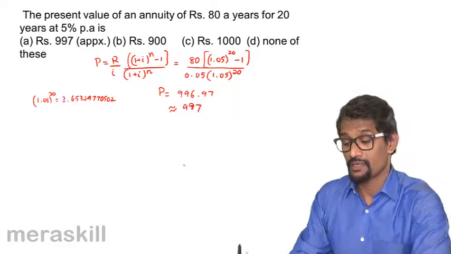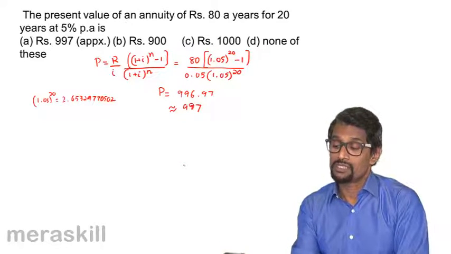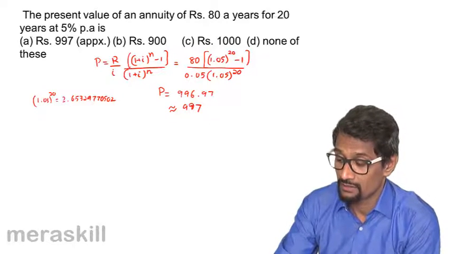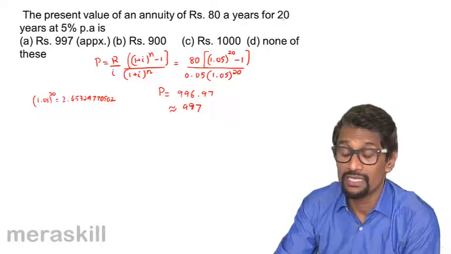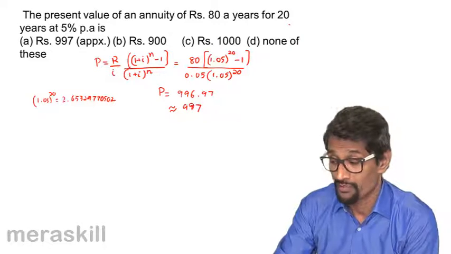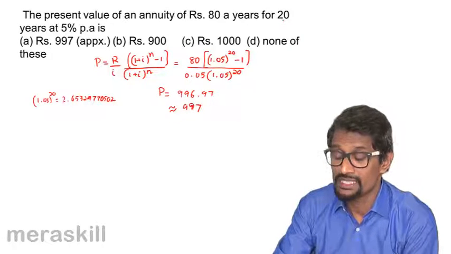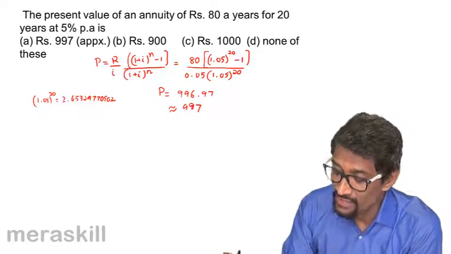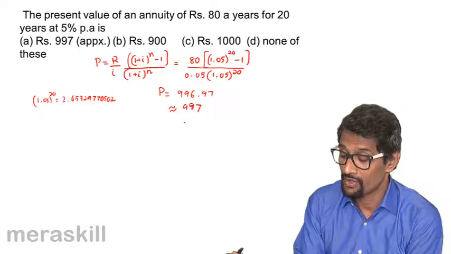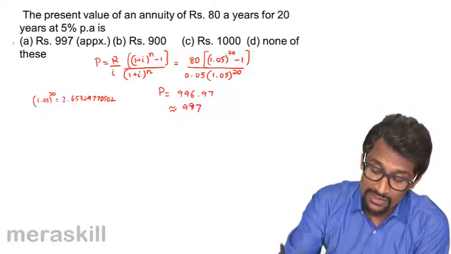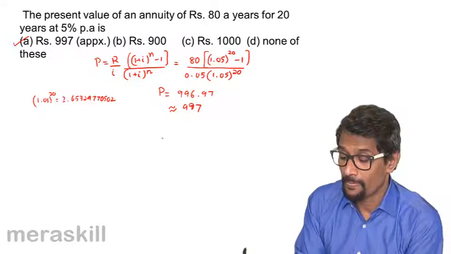Which is approximately 997 rupees. Depositing 80 a year for 20 years is actually 80 into 20, 1600, right? But the present value of the 1600 is actually 997. So the correct answer is 997.